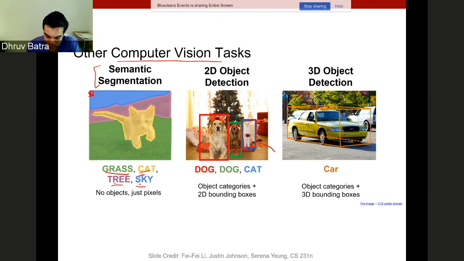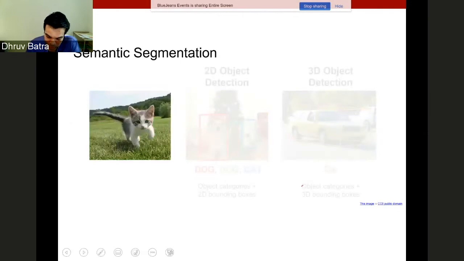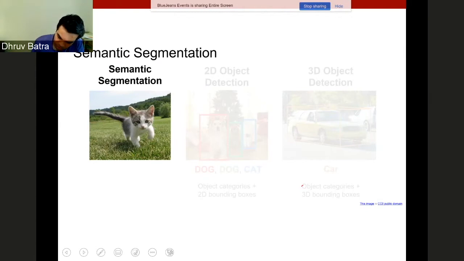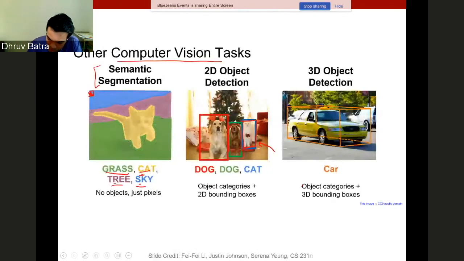So there are two dogs and a cat in this image, and you have to output not just scores but also bounding boxes. And then there's the 3D object detection problem, where you have to output bounding boxes that are 3D bounding boxes.